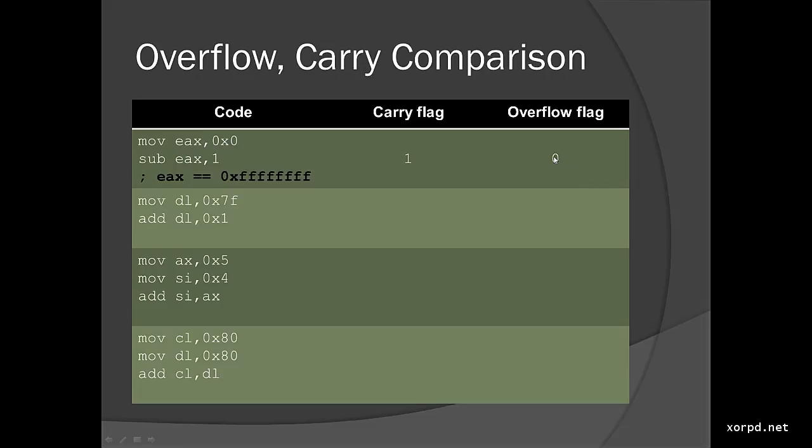Let's look at the next example. Here we store the value 7f inside DL, and then we add 1 to this value. Take a moment to try to predict the carry flag and the overflow flag after the execution of this code.